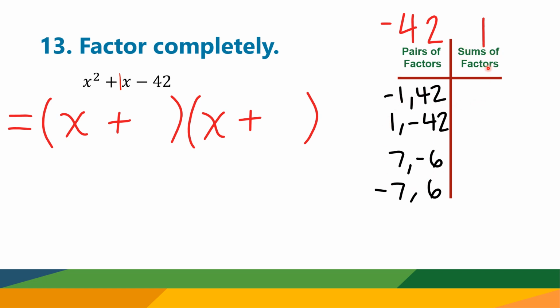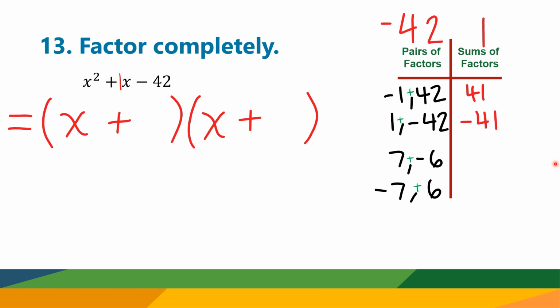All right, we're looking for the factor pair that adds to 1. All right, so let's add these together. Again, you're just kind of putting a little plus sign in between them. All right, so -1 plus 42, that's the same thing as saying 42 minus 1. So that's -41, or excuse me, 42 minus 1 would be positive 41. The next one, 1 plus a -42, that's -41.